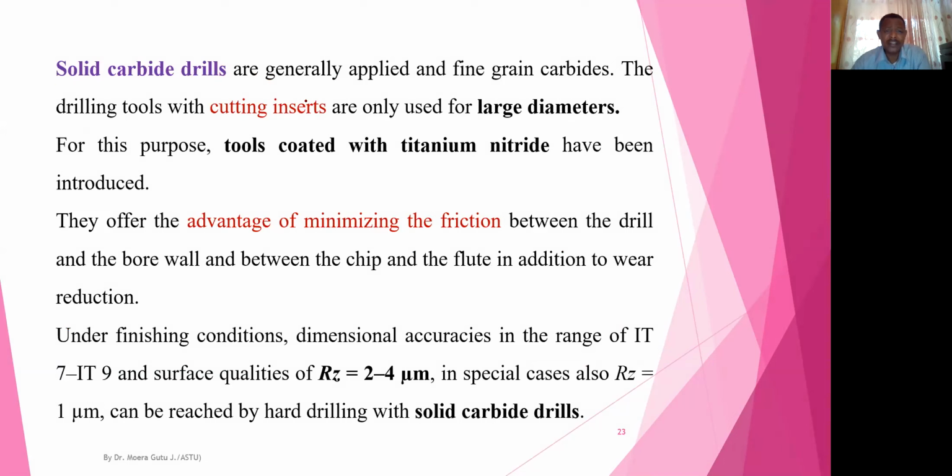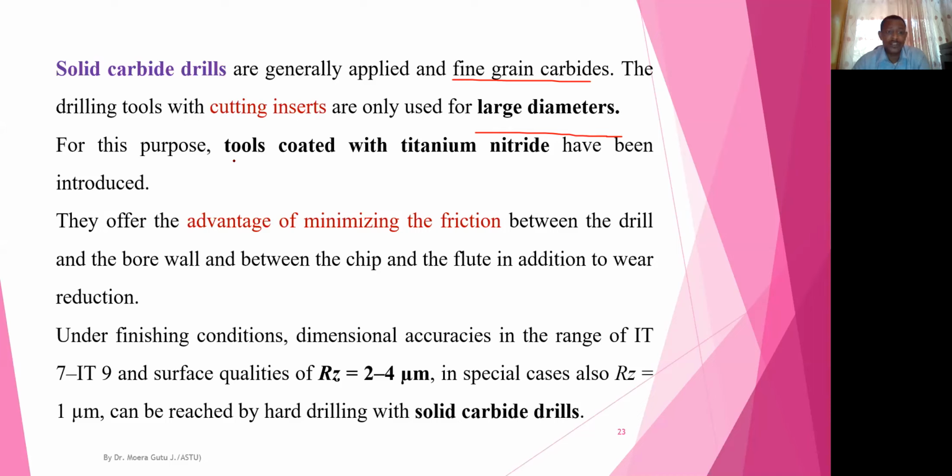So solid carbides are generally applied in fine grain carbides. In drilling hard materials, you can use solid carbides with fine grain carbides. So the fine grains, the coarse grains, determine the strength and the hardness of the material of the cutting tool. So drilling tools with cutting inserts are only used for large diameters. Otherwise, you can use solid drill bits for machining small holes.